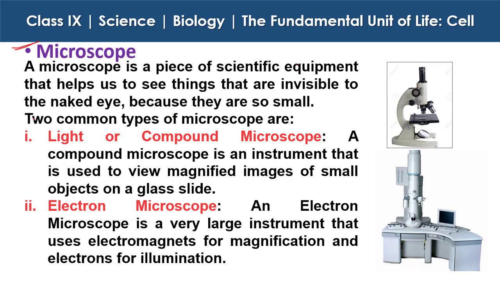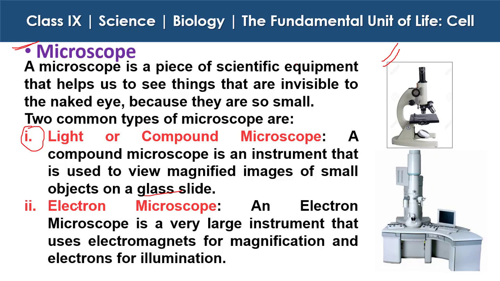There are two common types of microscope. First is the light or compound microscope. You may have observed this microscope in your science lab. A compound microscope is an instrument that is used to view magnified images of small objects on a glass slide.